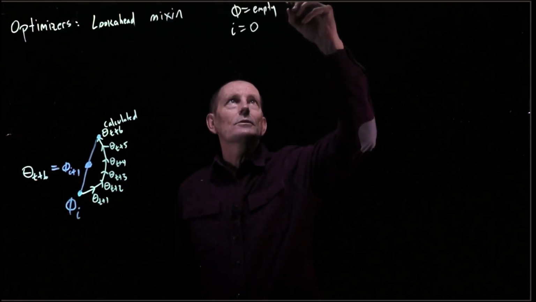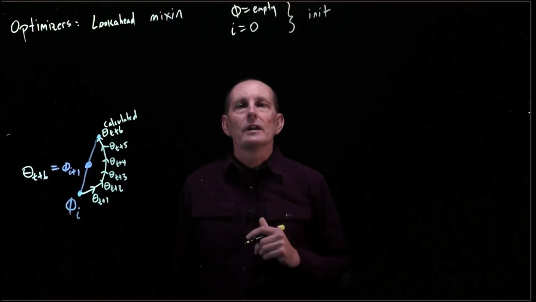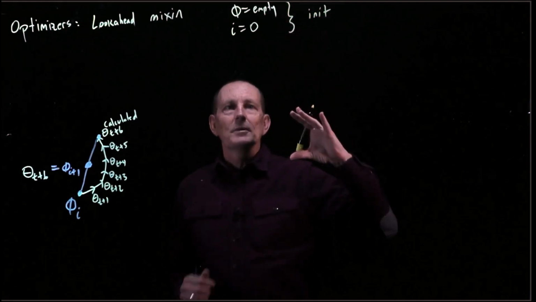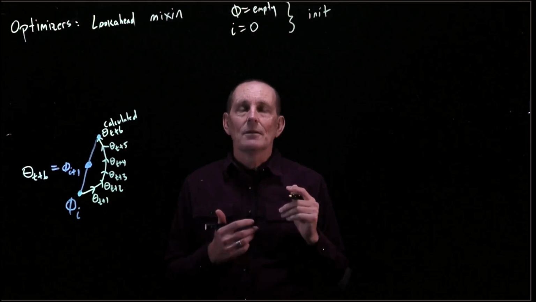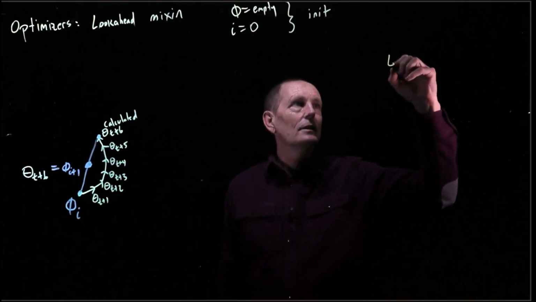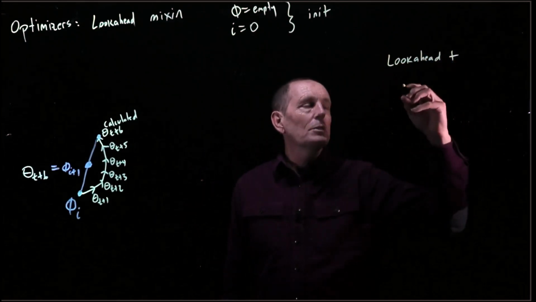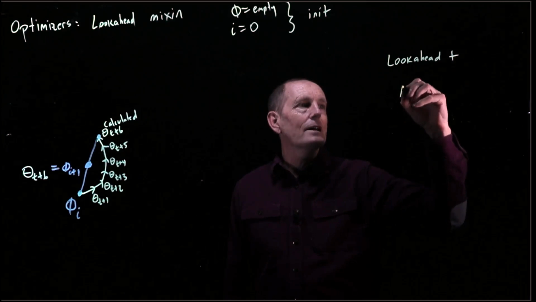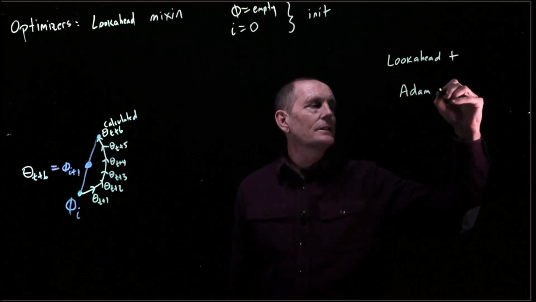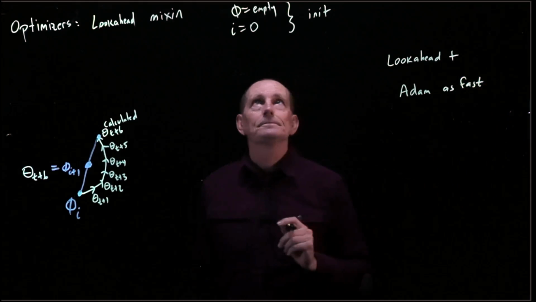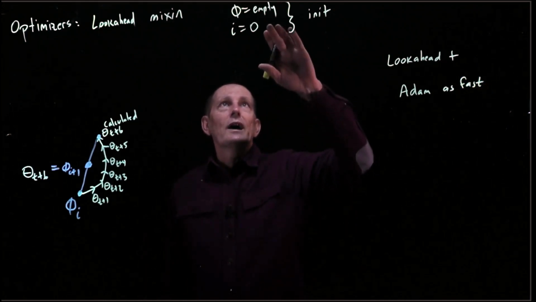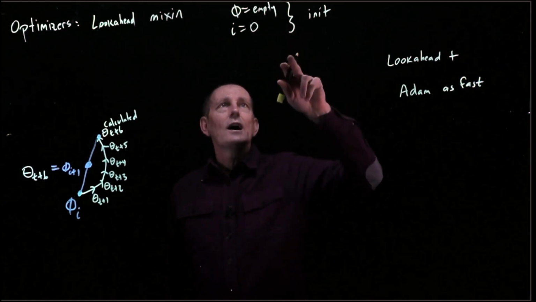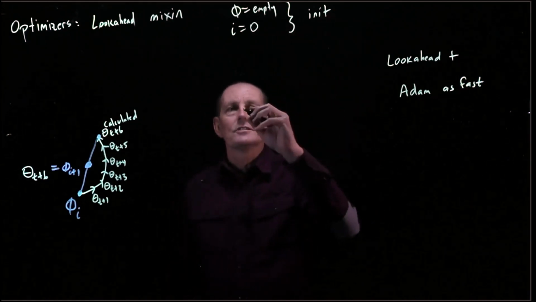So here's the initialization we're going to do for our Lookahead optimizer. This Lookahead optimizer, again, is what we call a slow optimizer, and inside we have some other optimizer. So this might be Lookahead plus, let's say, Adam as our fast optimizer. Okay, so we've initialized it that way. We have phi, which is empty. We have i, which is 0. That's part of our initialization.